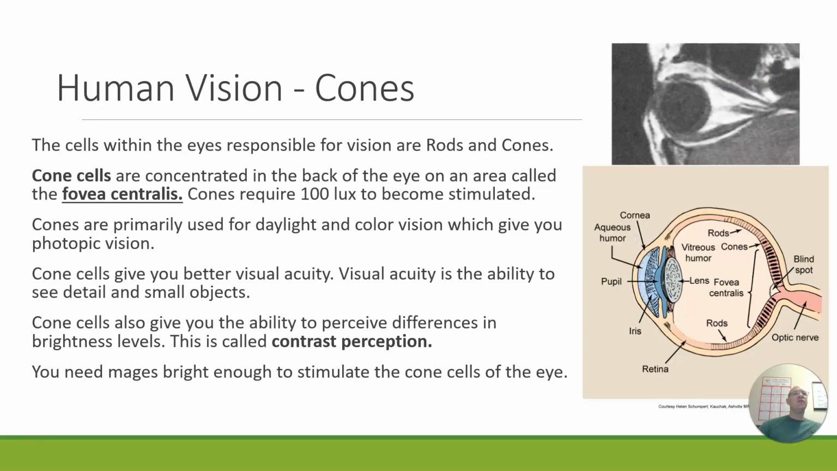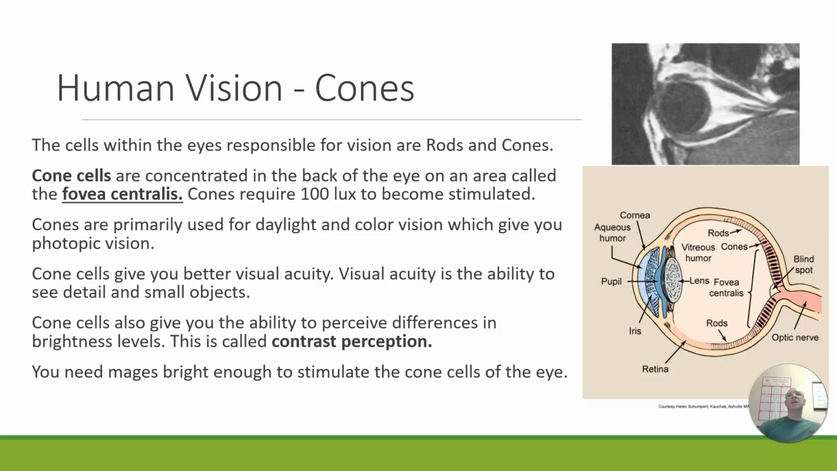So let's talk about the two types of cells that we have in the eye. The first type I'm going to talk about are the cones. Cones are used for daylight color vision. It's called photopic vision. That's something that you might want to know for the test. Cones are heavily concentrated in the back of the eye. That means when you look directly at something, you'll be able to see it, and you're using those cone cells. The area in the back of the eye where that concentration of cone cells is located is called the fovea centralis.